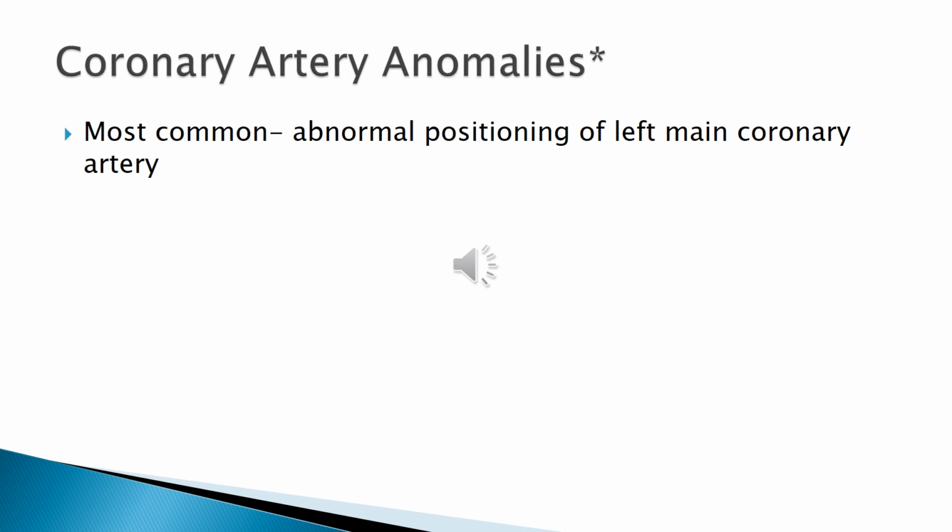Another condition of note is coronary artery anomalies. What happens here is you get an abnormal positioning of the coronary arteries. If you remember, as we talked about, the coronary arteries are the arteries that supply the heart with oxygenated blood. The most common type is where the left main coronary artery gets abnormally positioned.